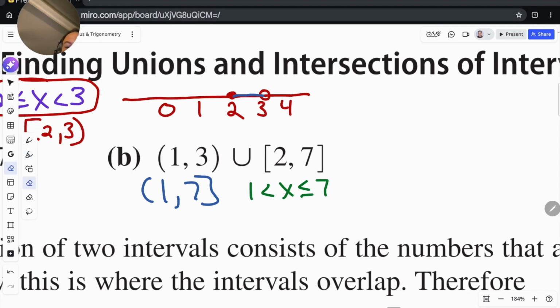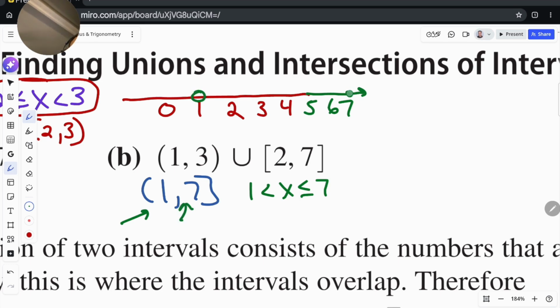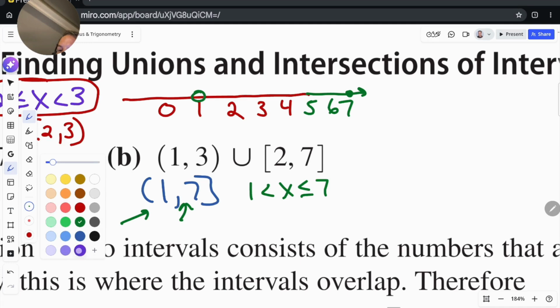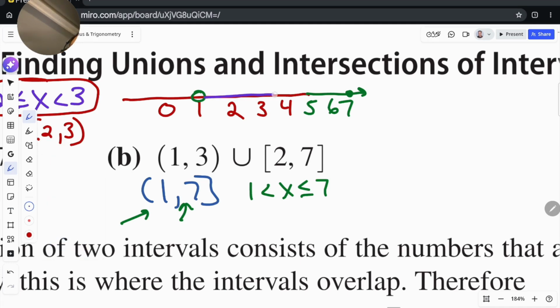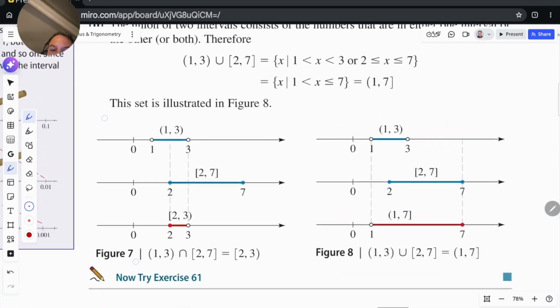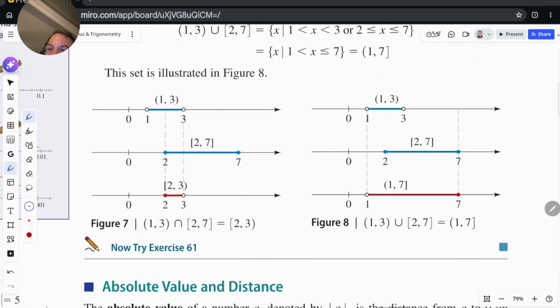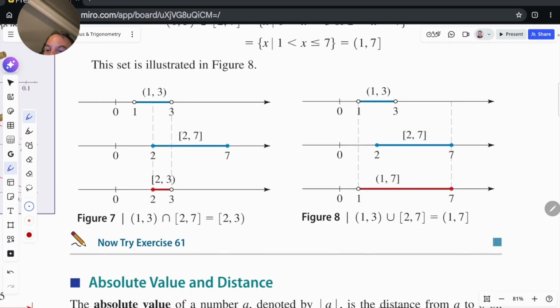Here we can continue on to 7, 5, 6, 7. Let's take these off. And we will exclude 1, have that open dot, but include 7. And there's our segment. Here we can see the visual down here. Looks a little better than what I was drawing, but there you go.